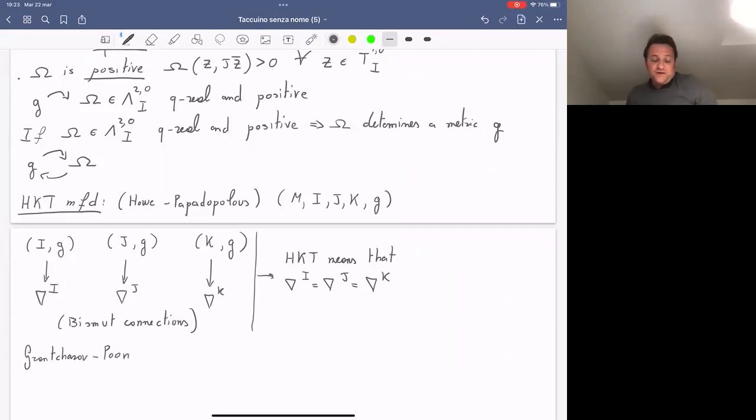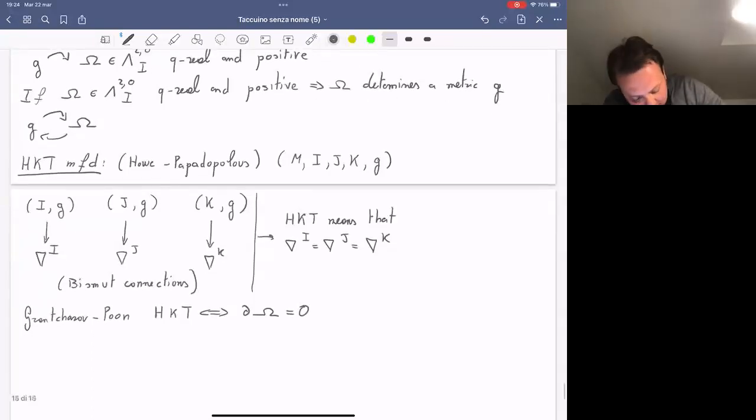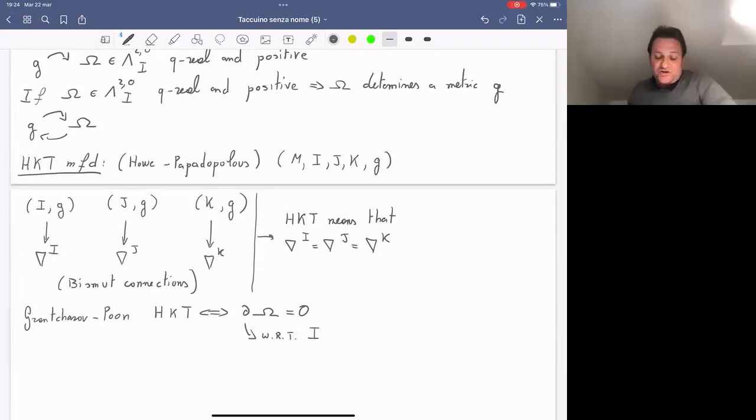studied the geometry of HKT manifolds. In particular, they proved that the HKT condition is equivalent to requiring that the form omega is partial-closed, where this partial is computed with respect to I, so with respect to the first complex structure. Of course, this is more general than the hyperkähler case where omega is d-closed. So it's also holomorphic, not only partial-closed. And these HKT manifolds are interesting for many reasons.